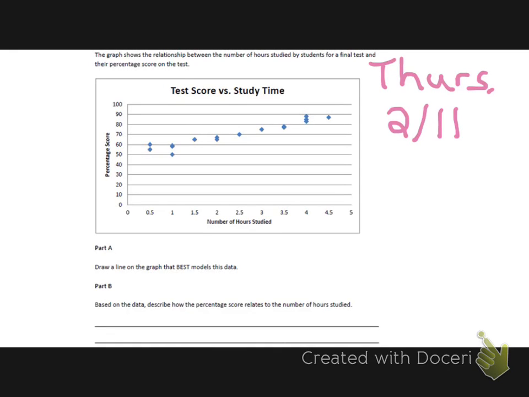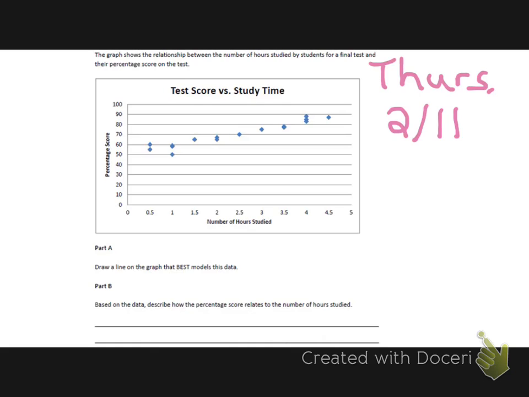This is the PSL for Thursday, February 11th. This graph shows the relationship between the number of hours studied by students for a final test and their percent score on the test. Part A asks us to draw a line on the graph that best fits this data.